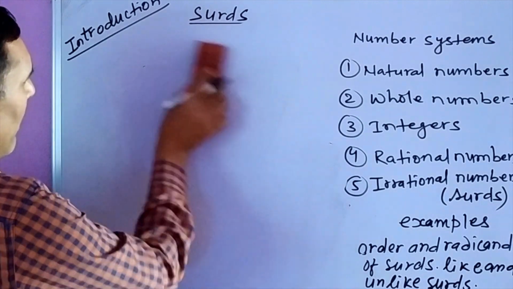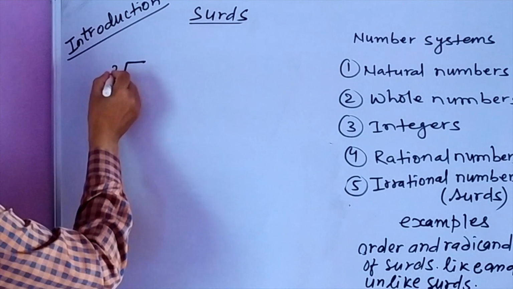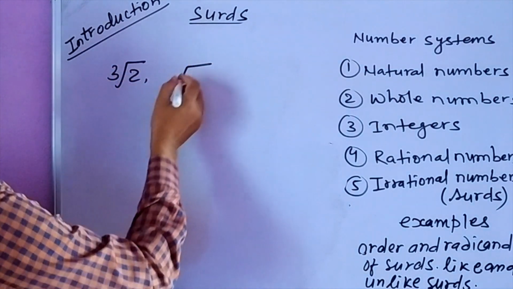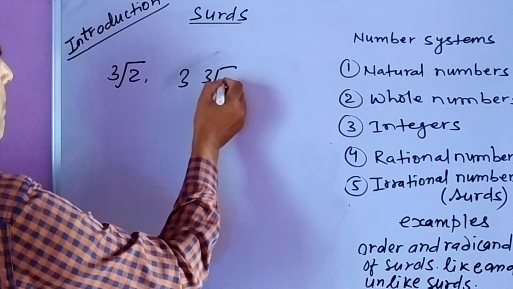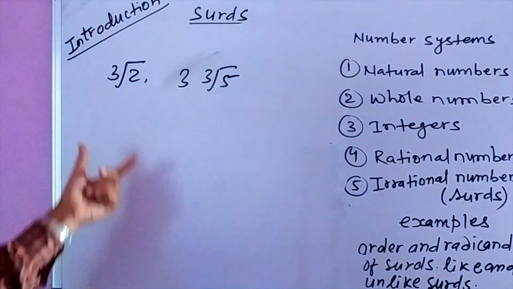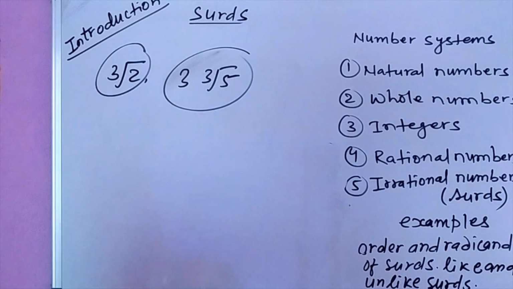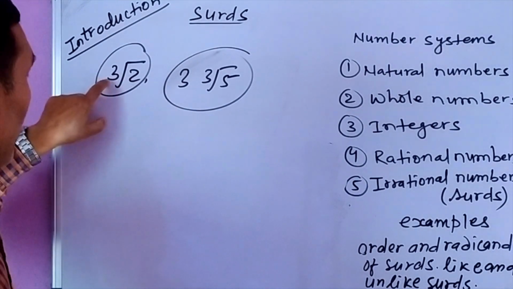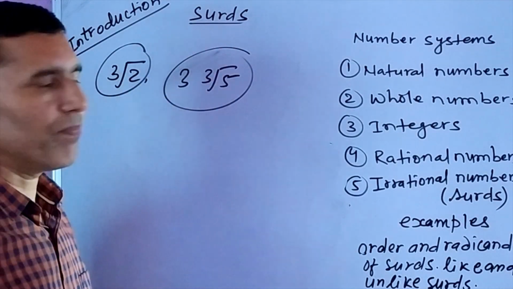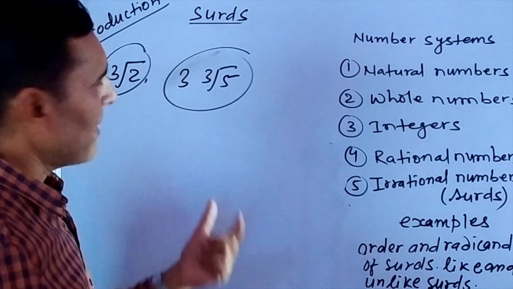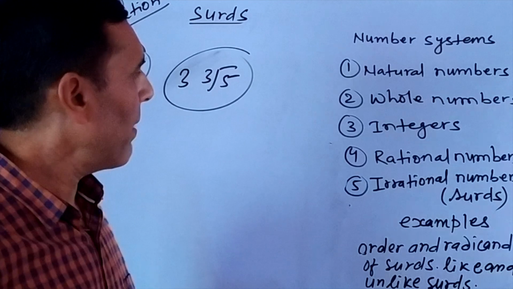Now like and unlike surds. Cube root of 2 and 3 times cube root of 5. These two surds. This is one surd, this is another surd. Here 3 is the coefficient only. In these two surds, the order is the same, 3 and 3, but the radicand here is 2, here is 5. So such surds in which either the order or the radicand are not the same are known as unlike surds.